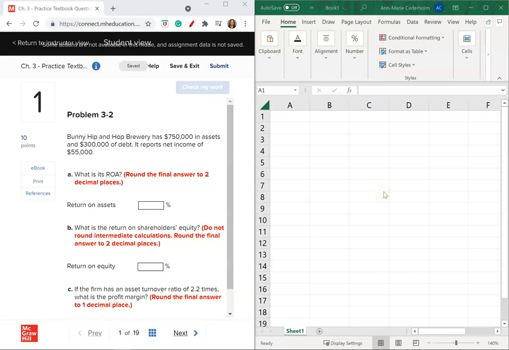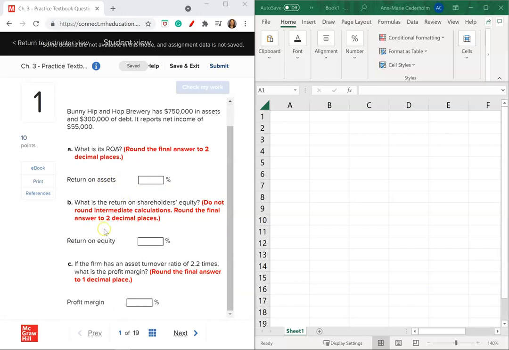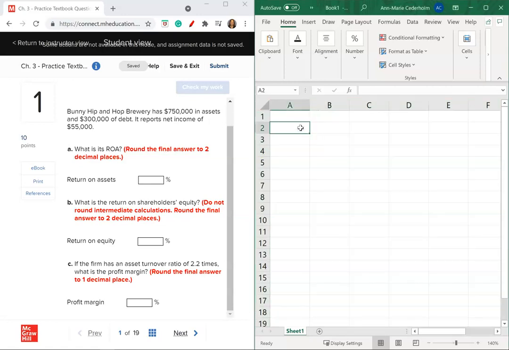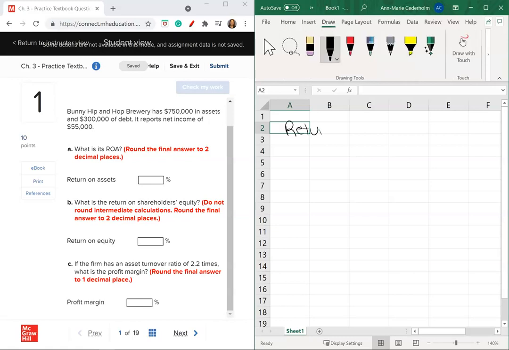In problem 3-2, we're going to run the return on assets ratio, the return on equity ratio, and the profit margin ratio. So we'll start with the first one, where it asks us, what is the return on assets? And so what I'll do is I'll write out the formula. Return on assets. An abbreviation of this is just ROA. And the formula is your earnings after tax, sometimes referred to as net income, divided by total assets.